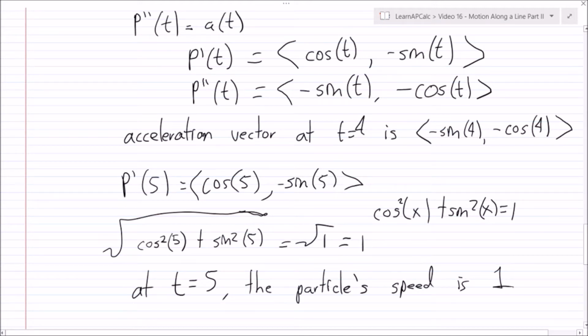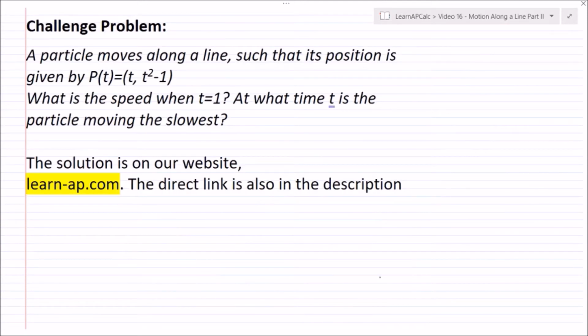Okay, and if you have any questions on this, be sure to leave a comment. It's not the easiest thing to get right away, but I figure the more practice, the more natural this becomes. Alright, so that brings me to today's challenge problem.